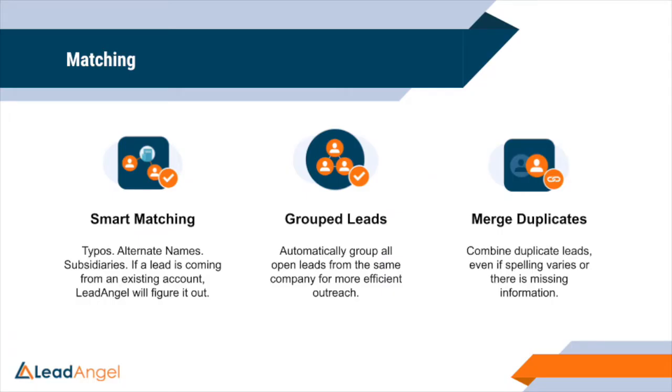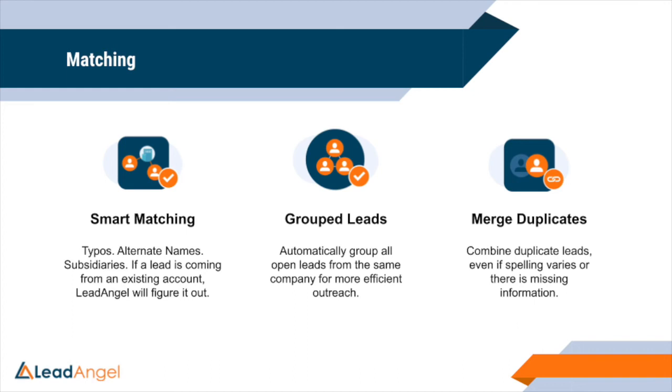Matching with LeadAngel is very smart. It'll work for typos, alternate names, missing information, subsidiaries, abbreviations, even stock tickers. With a 99.7% match rate, if the lead is coming from an existing account, LeadAngel will figure it out.